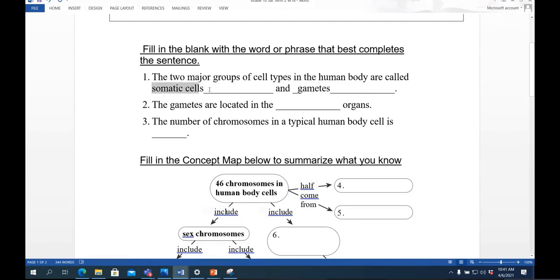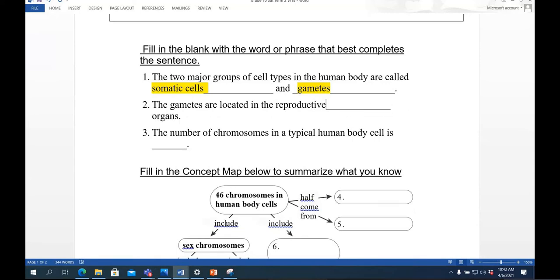All right. Number 2, Layan, please answer. The gametes are located in the reproductive organs. Right answer. Lana Musa, could you please answer the next question? Number 3.